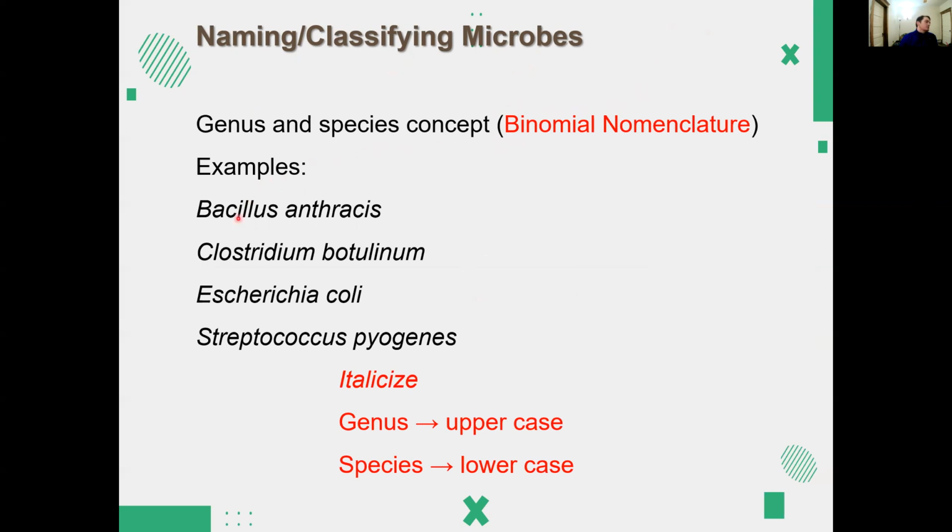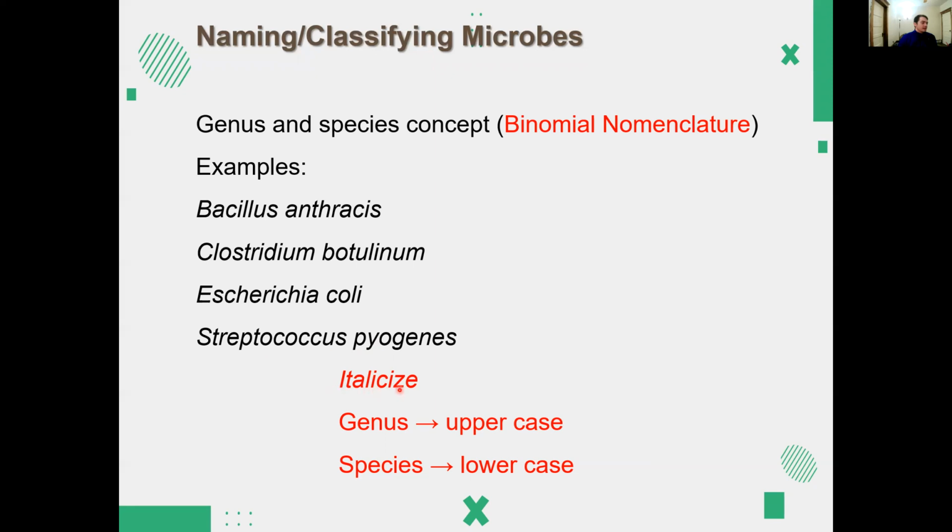Some examples here include Bacillus anthracis, that's the anthrax one. Clostridium botulinum, this is the microbe that actually creates Botox. And interestingly enough, I'm not sure how many of you know this, but Botox is one of the most toxic compounds known to humans. It is ridiculous, way more toxic than something like hydrogen cyanide, for example. And then Escherichia coli, or E. coli. Escherichia here is your genus, coli is your species, and then Streptococcus pyogenes.